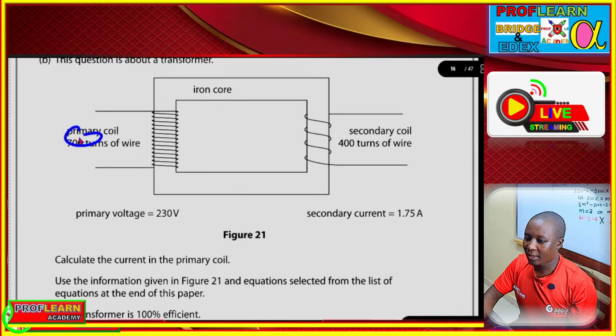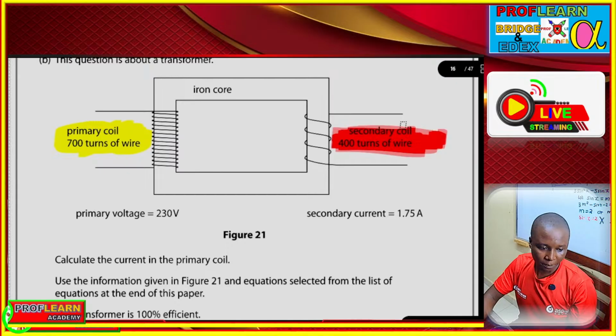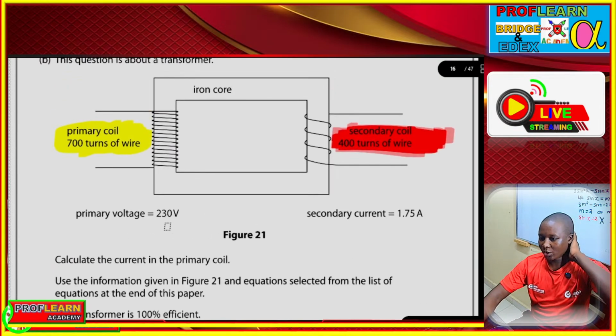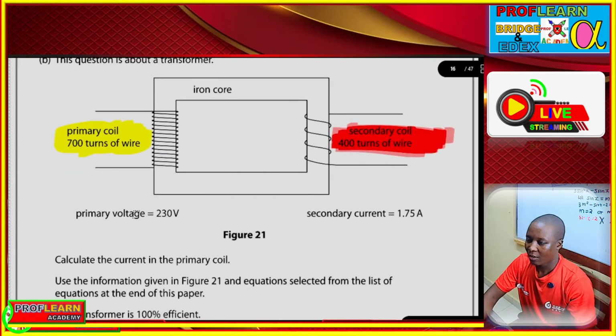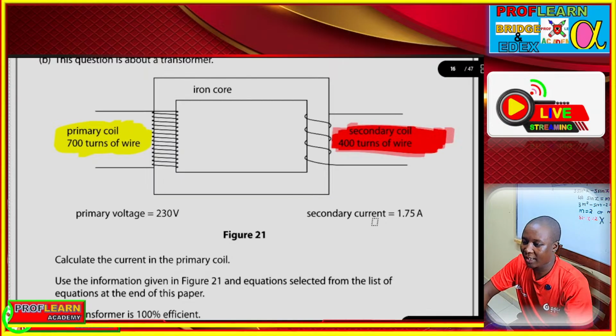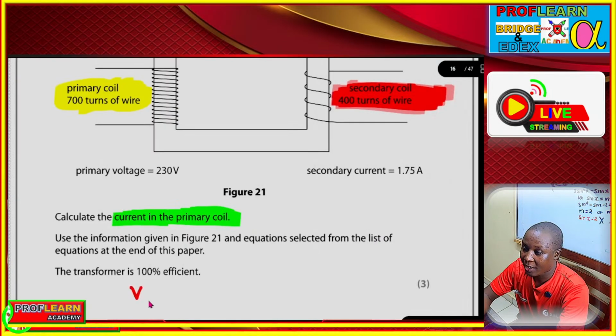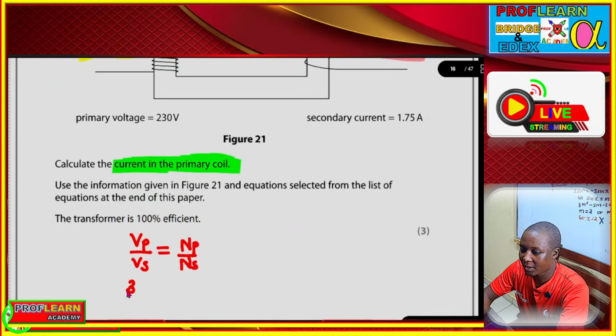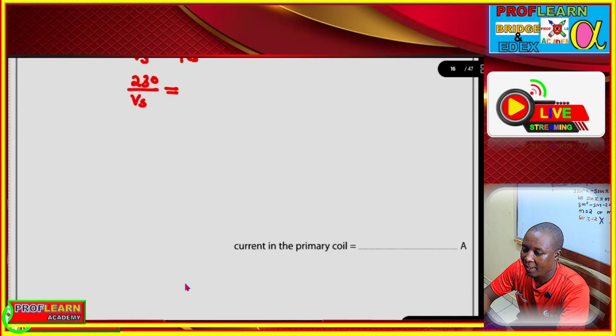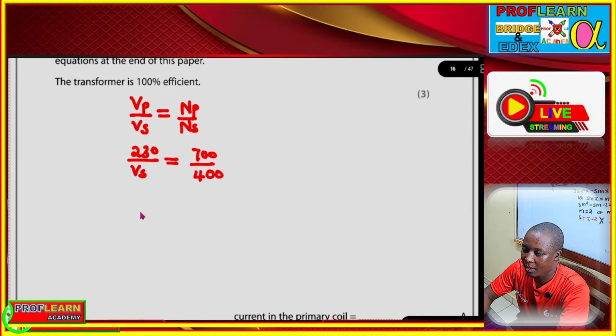Now, calculating the current in the primary coil, just identify what you are provided. We have worked out these questions, so I'm not going to focus much on that because I've already tried to explain how a transformer works. The formula is provided in the formula sheet. So identify it and apply it so that you can get all your marks.